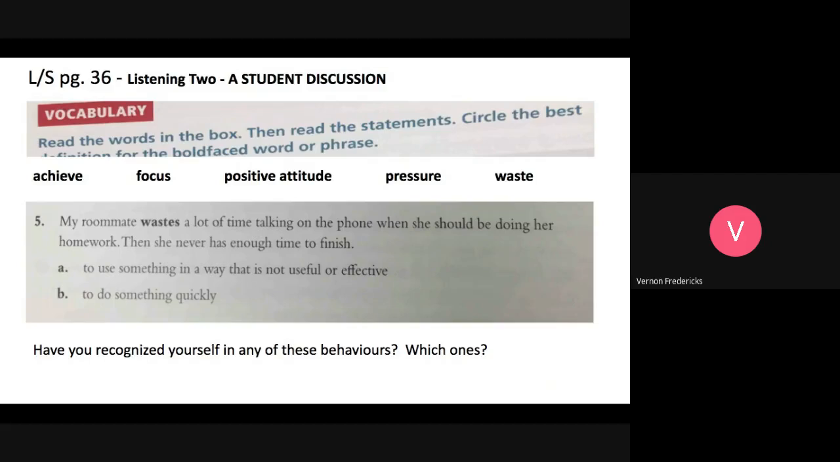Is it A or is it B? Waste. Okay, the correct answer is A. If you said A, congratulations, yeah? Okay, to waste is to use something in a way that is not useful or effective.